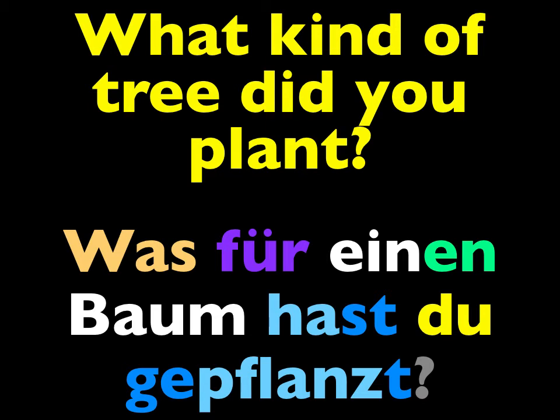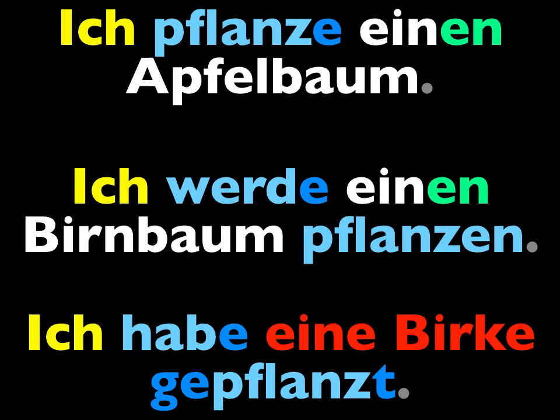Good. Now to wrap up our lesson on trees, let's use them in sentences with the verb to plant in the present, future, and past. Say, I'm planting an apple tree, I will plant a pear tree, and I planted a birch tree. Ich pflanze einen Apfelbaum. Ich werde einen Birnbaum pflanzen. Ich habe eine Birke gepflanzt.